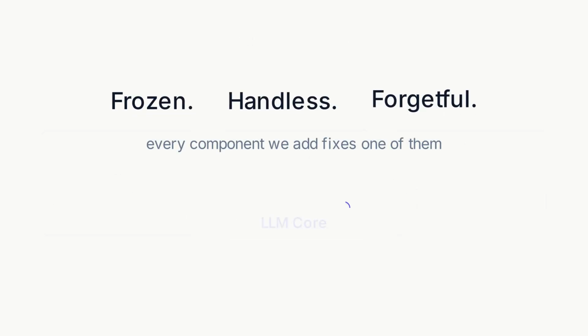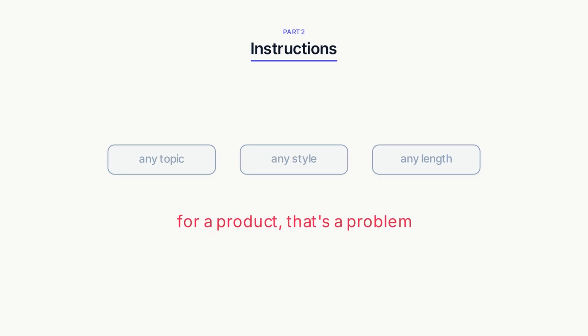Keep those 3 problems in mind: frozen, handless, forgetful. Every component we are about to add exists to fix one of them. Let's place the first box on our canvas. Part 2, instructions. A raw language model will happily talk about anything in any style at any length. Ask it a question and it might answer in 3 words or 3 pages.